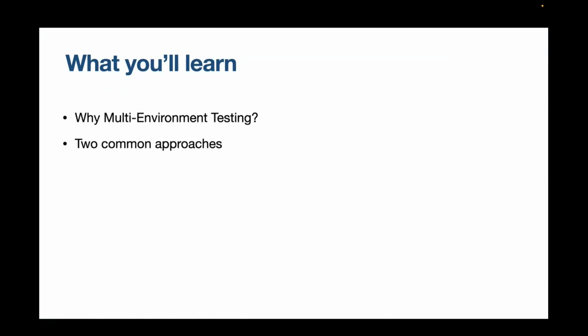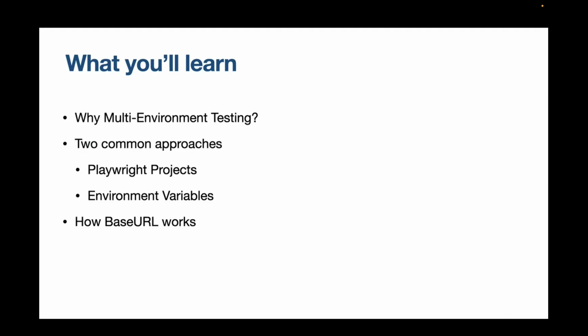We'll also cover two approaches that are widely used in real projects: using Playwright projects with environment-specific configuration files, and using environment variables with .env files and the dotenv package. We'll also check how baseURL works and discuss best practices for multi-environment setup and execution. I'll also explain when to use each approach and which one I recommend for real-time frameworks.